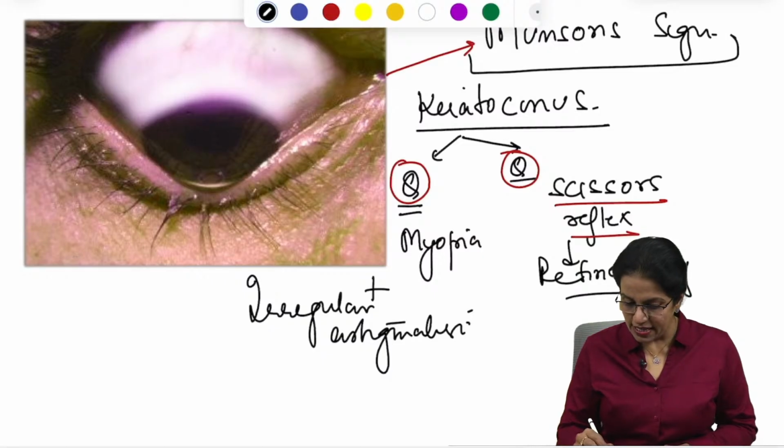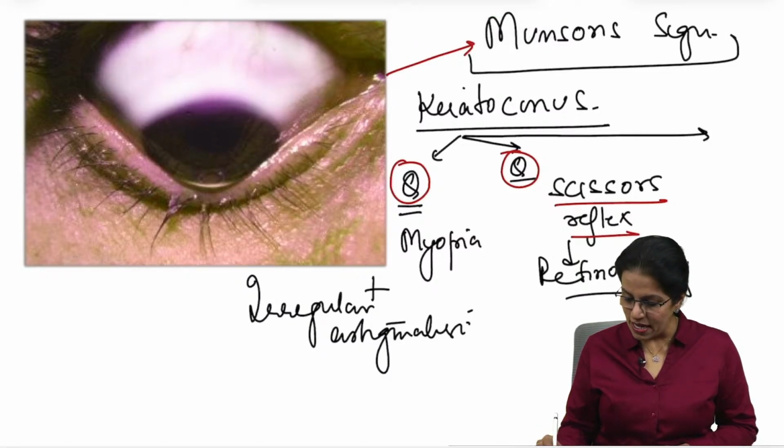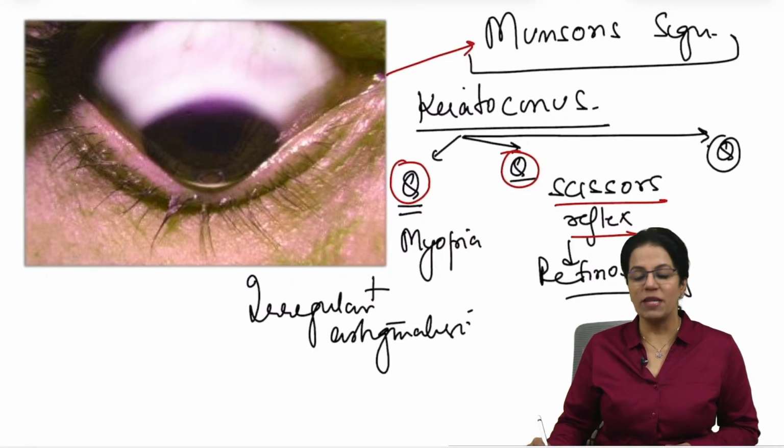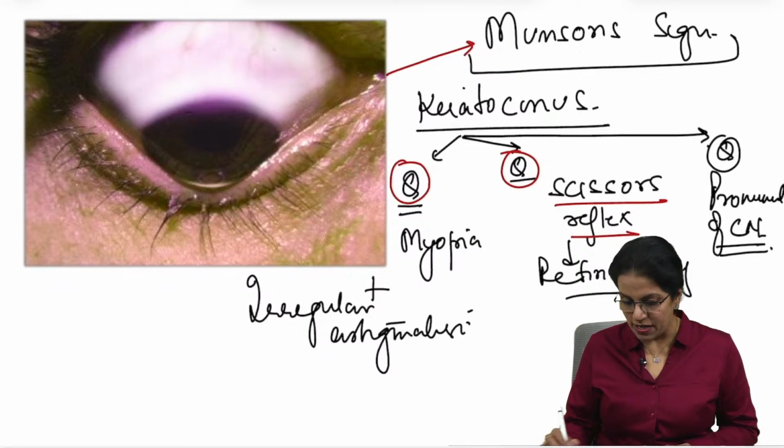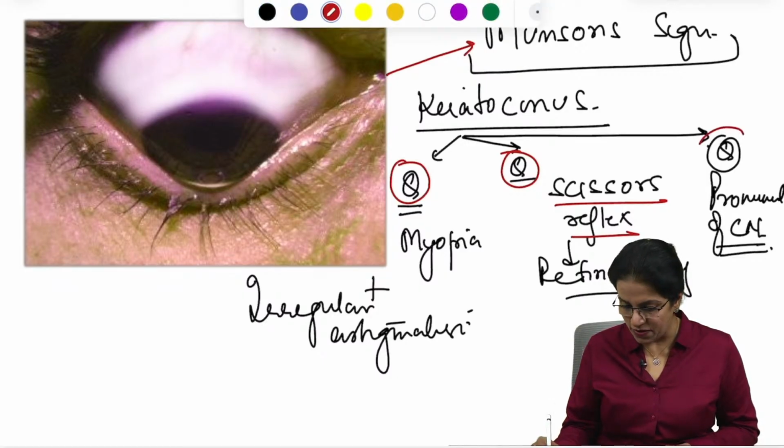Okay, we come to the next question. The next question is about prominent corneal nerves. So why do you get prominent corneal nerves? They have asked you, this prominence of corneal nerves is due to thinning of cornea. Let's not forget thinning of cornea.